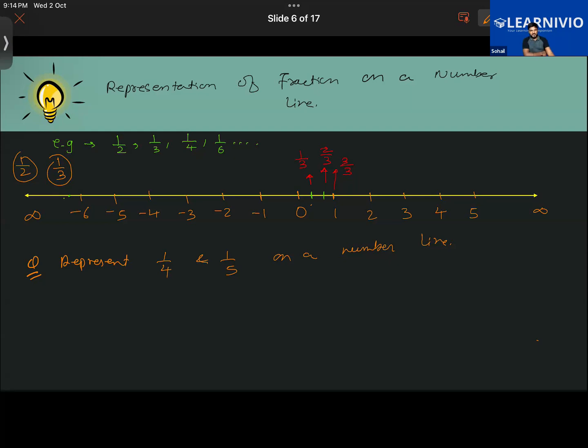Yes, Abhi. 1 upon 5 will also lie between 0 and 1. Exactly. It will also lie between 0 and 1.